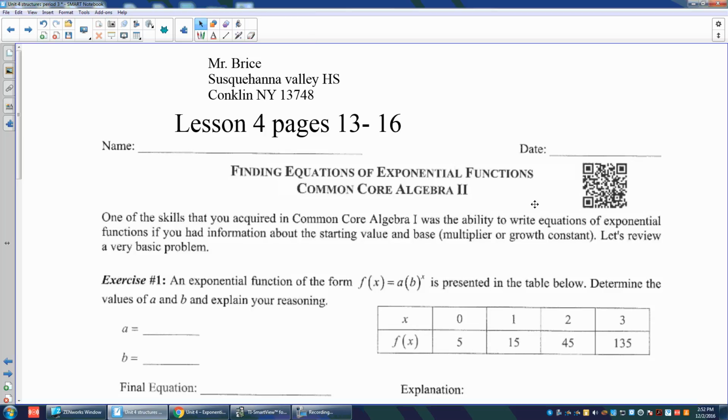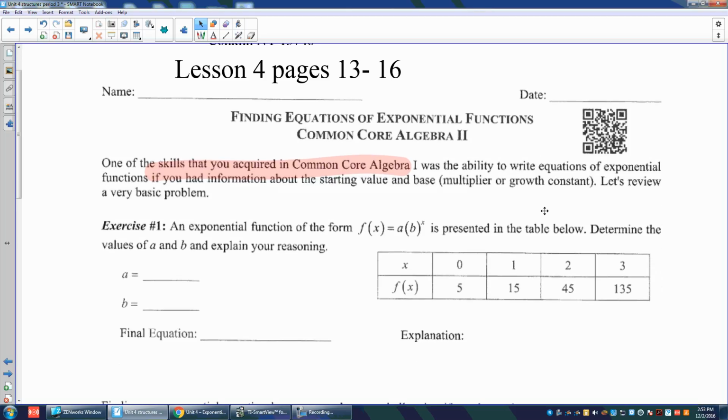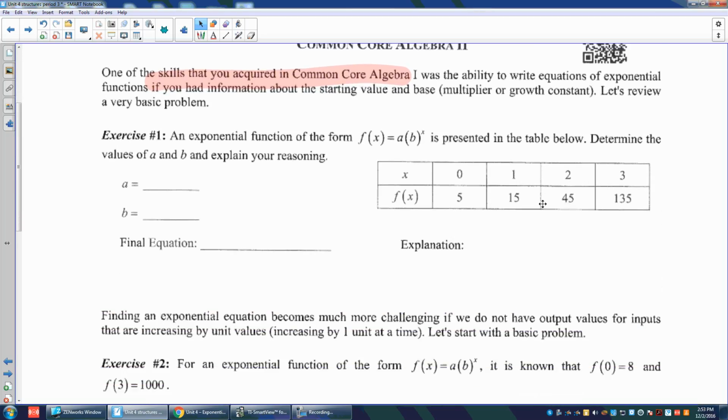One of the skills you'll acquire in Common Core Algebra 1 is the ability to write equations of exponential functions if you have the information about the starting value and the base, the multiplier of the growth. Now let's review some very basic problems. An exponential function of the form f(x) = a times b to the x is presented in the table below. Determine the values of a and b and explain your reasoning.